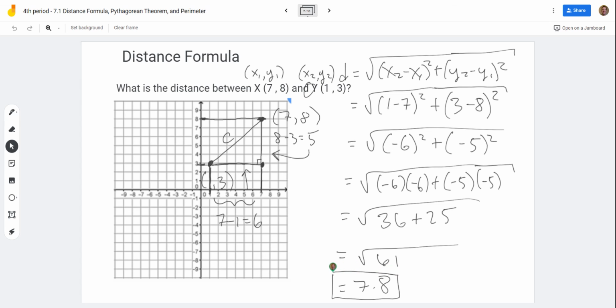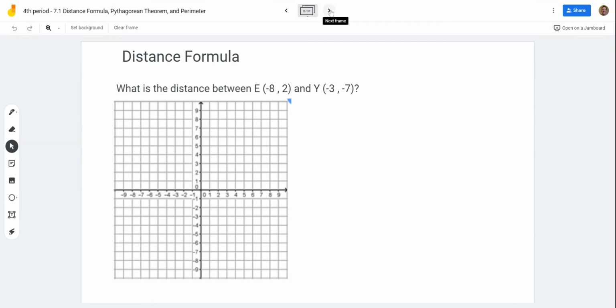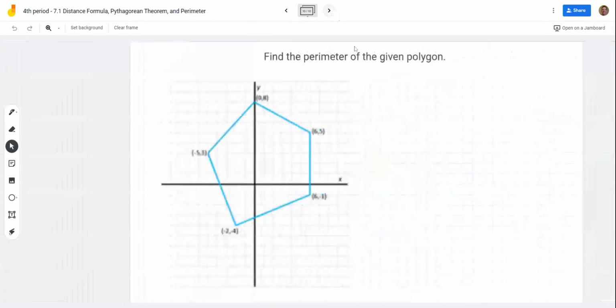Okay, so that's the distance formula way. So if you like the distance formula, if you like to memorize formulas like that, that's fine. But if you want to draw triangles and use the Pythagorean theorem, that's also fine too. Okay, so that's our distance formula.